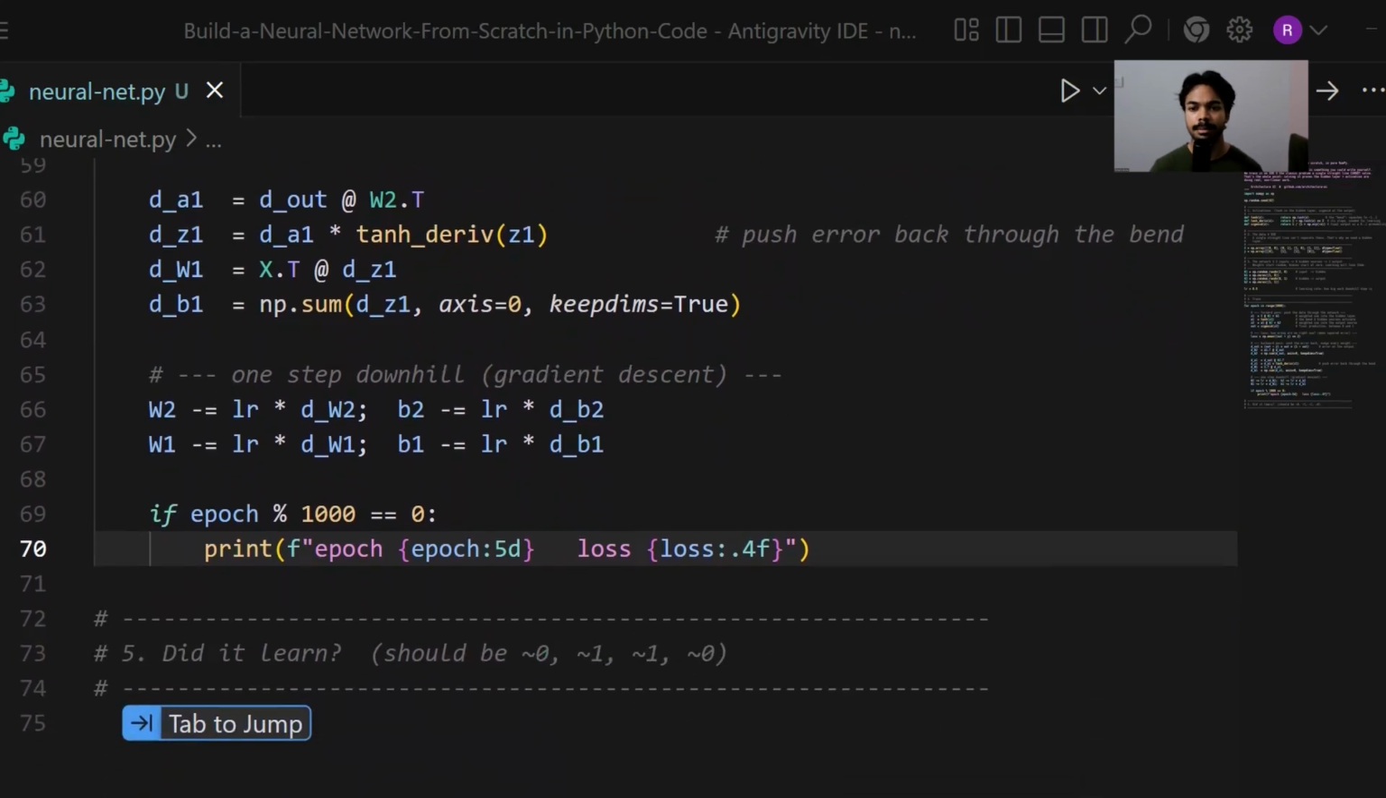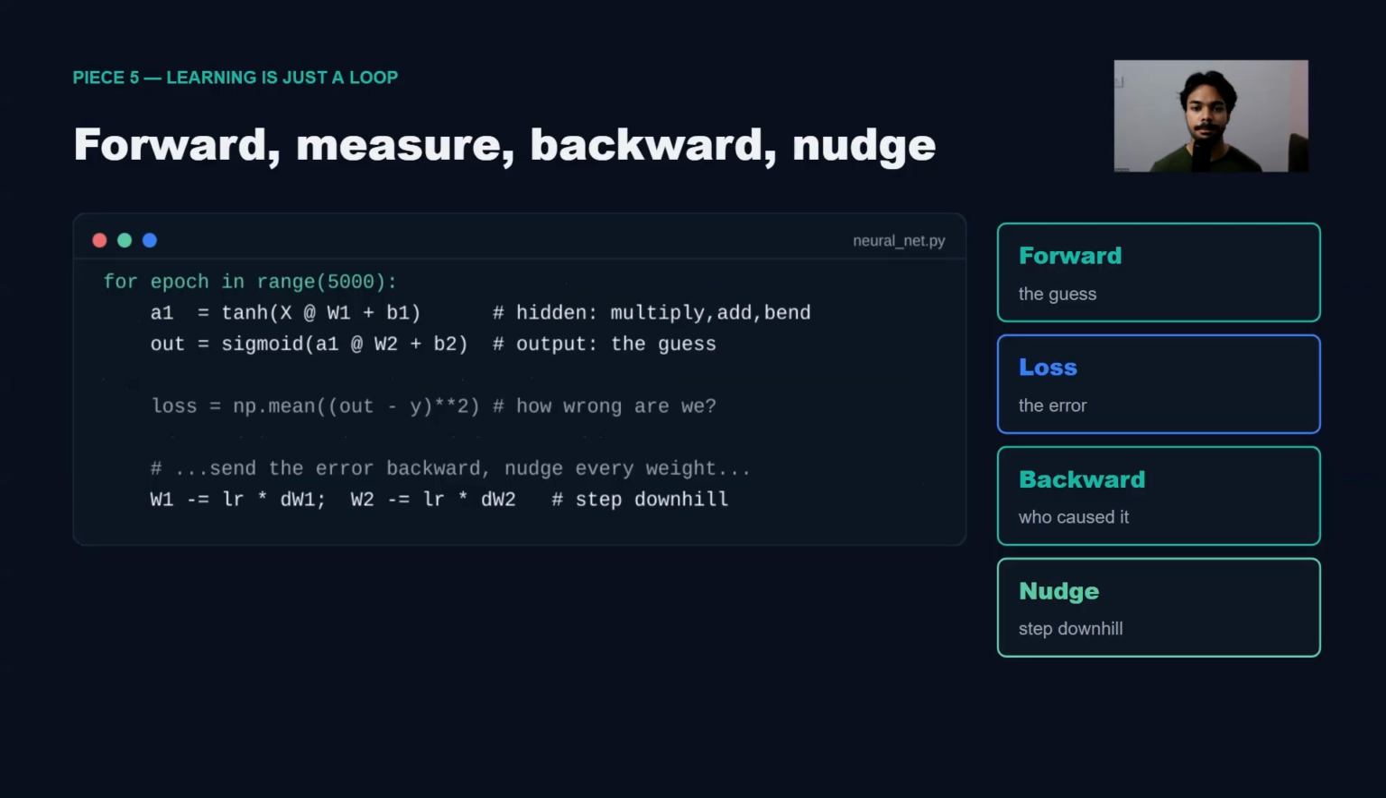Multiply the inputs by the first set of weights, add them up, and push them through the bend. That's the hidden layer. Then do it again into the output and squash it with sigmoid. Numbers flow left to right and out pops a prediction. Then we ask the one question that drives all of learning: how wrong were we? We compare the guess to the right answer and compute the loss. Remember, one number that measures the mistake, and the smaller the loss, the better.